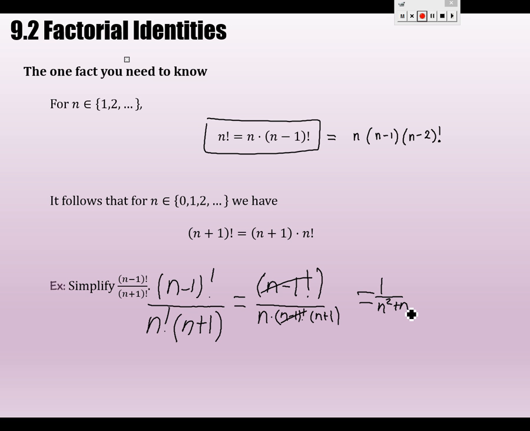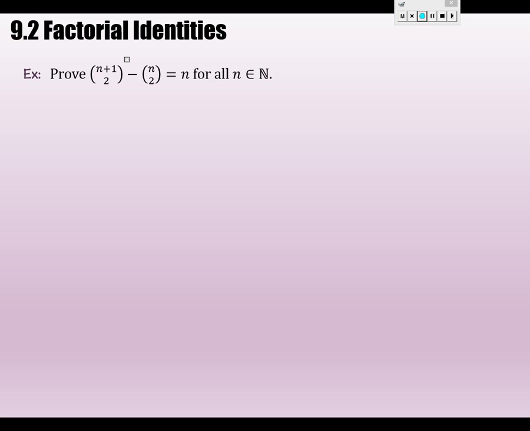Is that what you got? 1 over n squared plus n? Okay. So really, 2 applications of the property we talked about. Rewrite n plus 1 factorial as n plus 1 times n minus 1 factorial, and then you see that that cancels out. And that's how these feel. Expand these out until they serve your need. I would recommend starting with the left-hand side.